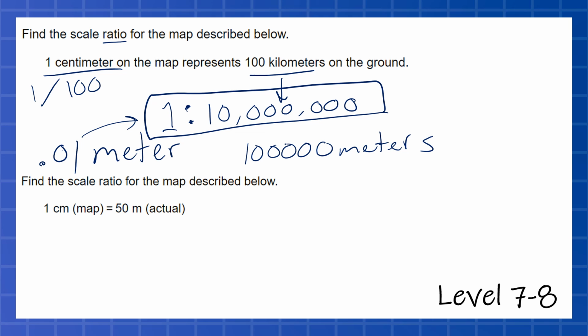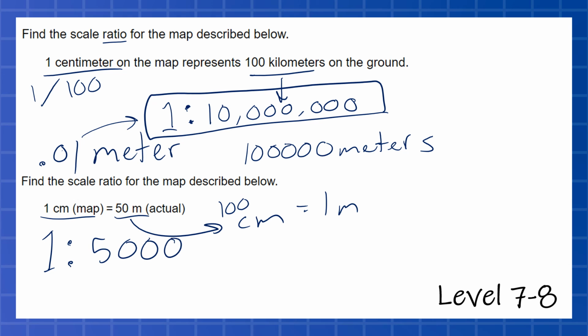Let's look at another one. This one is a little bit less of a crazy scale. We have 1 centimeter and 50 meters. Now I'm going to do the same thing. I'm going to try to convert this into the same unit. Since this is already in centimeters and it's already 1, I'm going to try to convert this one to centimeters. Okay, so how many centimeters are in each meter? Well, there's 100 centimeters in 1 meter. So in 50 meters, I'm going to do 50 times 100. So there's 5,000 centimeters in 50 meters. And so our ratio here is 1 to 5,000. Okay, so what we're saying is the scale is 1/5000th.